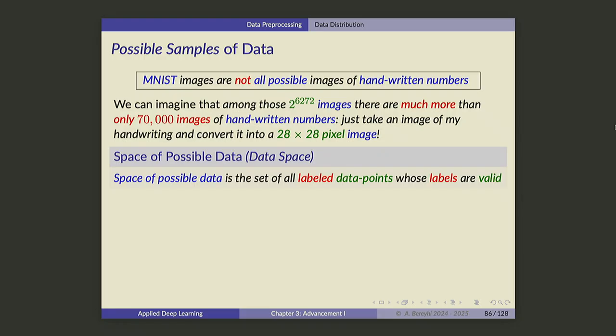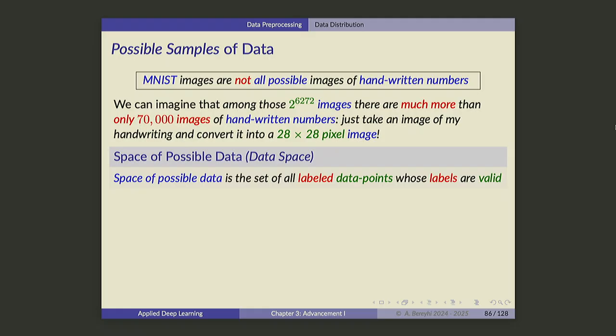So you can think of one set, right? And inside that set, you have all 28 by 28 images which look like handwritten digits, right? That set is huge. We don't have access to it, but we can simply say that the samples that we see in the MNIST data set are coming from that set, right? That is possible to define, right? So this is the idea of data space.